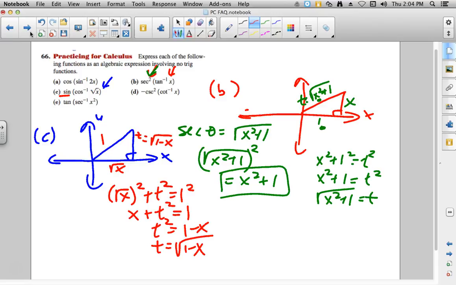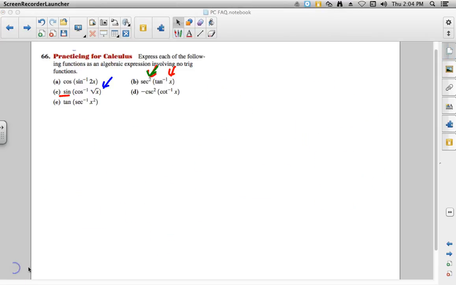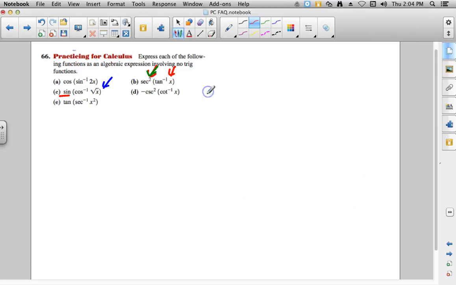Alright, so we have that, and now we need the sine. And again, here's our angle that we're looking at, theta. Sine is opposite over hypotenuse, so our answer is going to be the square root of 1 minus x. Alright, D looks interesting. Let's take a peek at D.